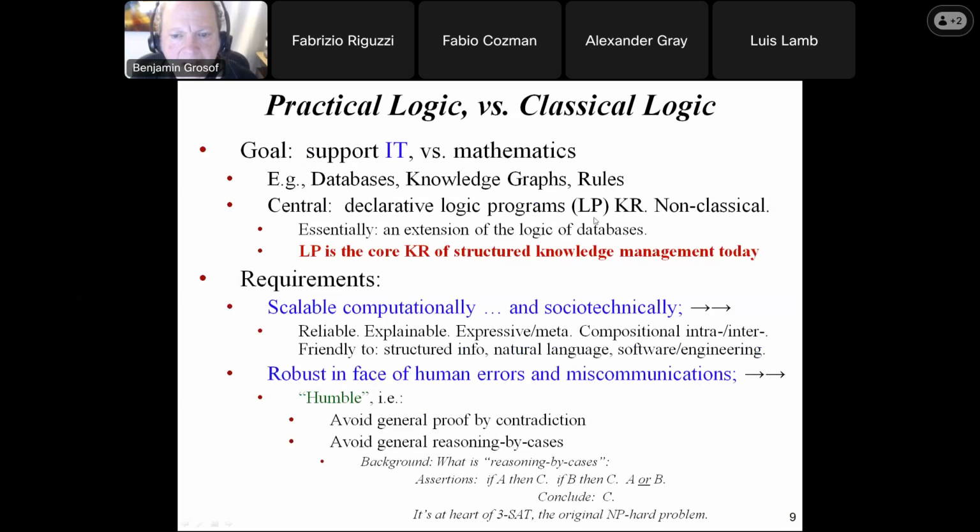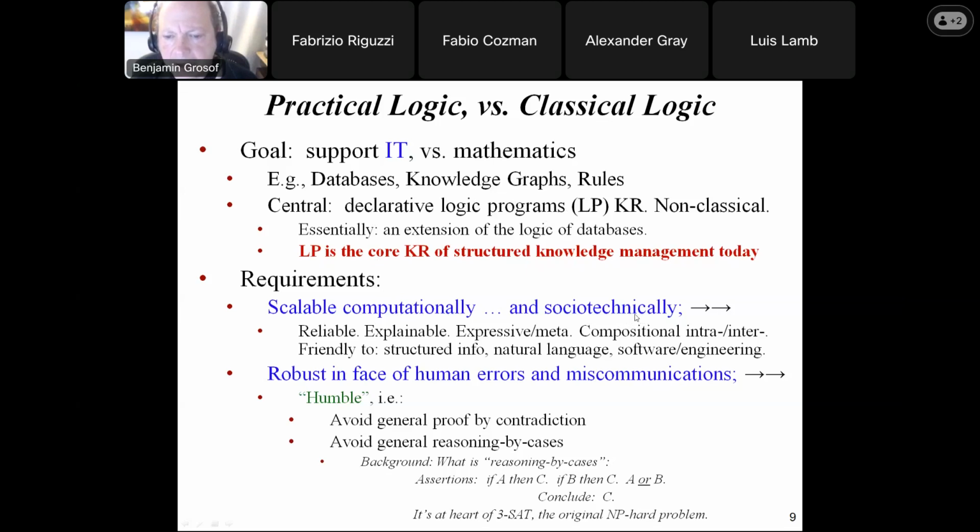This LPKR is central to it, and essentially it's an extension of the logic of databases. In fact, declarative logic programs were originally developed as a concept and studied in order to unify the abstraction of relational databases with Prolog type programming language. Now, a key requirement when doing practical logic is to be scalable, both computationally and also socio-technically.